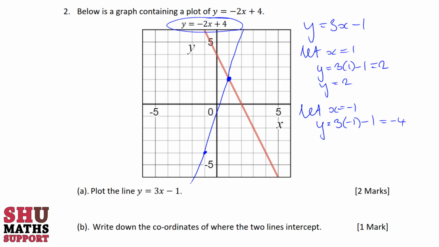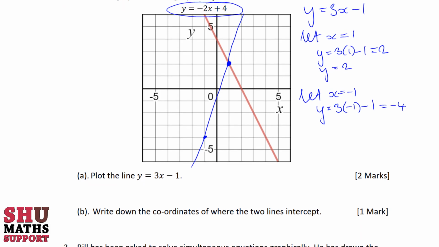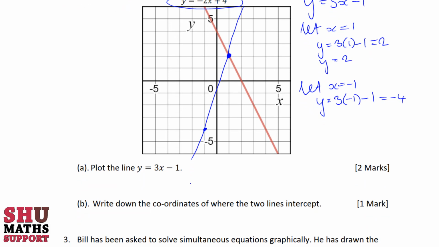And then straight away we can notice at which point the 2 lines intersect, which is actually the next question because it's asking write down the coordinates of where the 2 lines intersect. So we've already noticed where that is. That's where x is equal to 1 and y is equal to 2. So let's write x is equal to 1, y is equal to 2, therefore 1, 2, just in terms of coordinates.